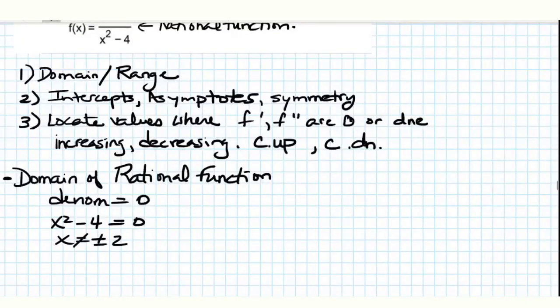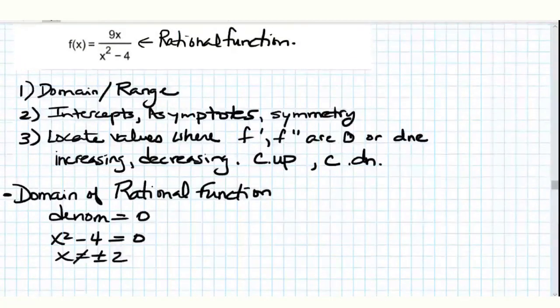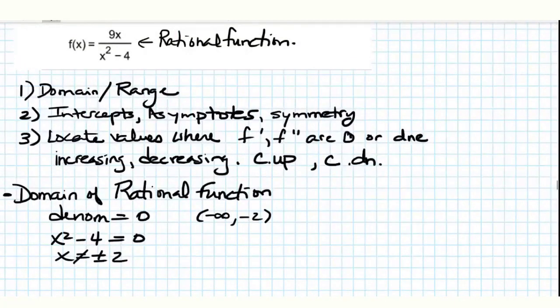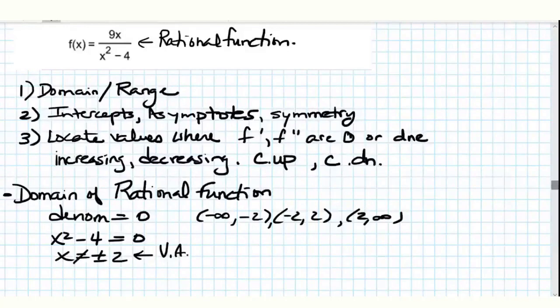So our domain is going to be everywhere from negative infinity to negative 2, negative 2 to 2, and 2 to infinity. And most likely these are vertical asymptotes here. They are vertical asymptotes as long as the rational function can't be reduced to not include them. In that case, it would be a hole in the graph. So in this case, these are vertical asymptotes as well. In the process of finding the domain, we found some vertical asymptotes too.